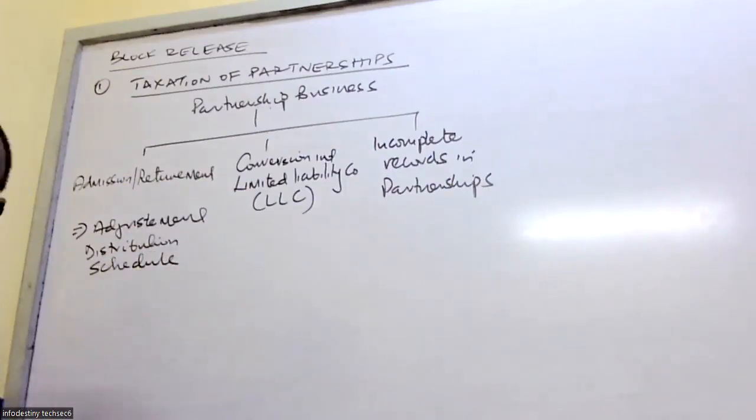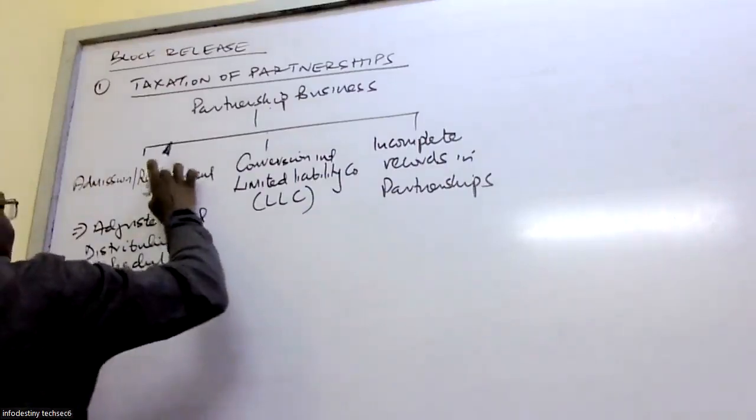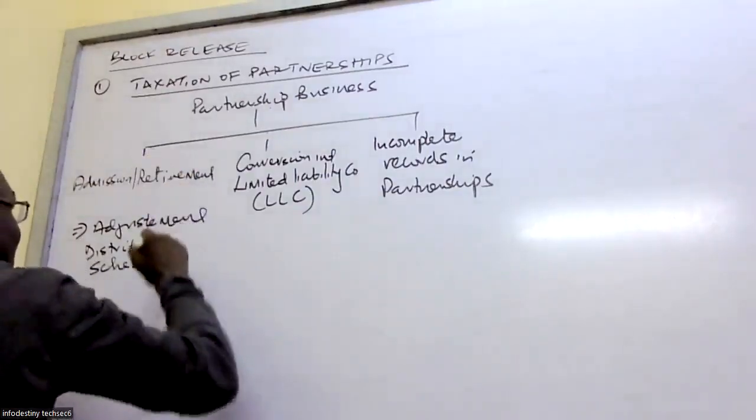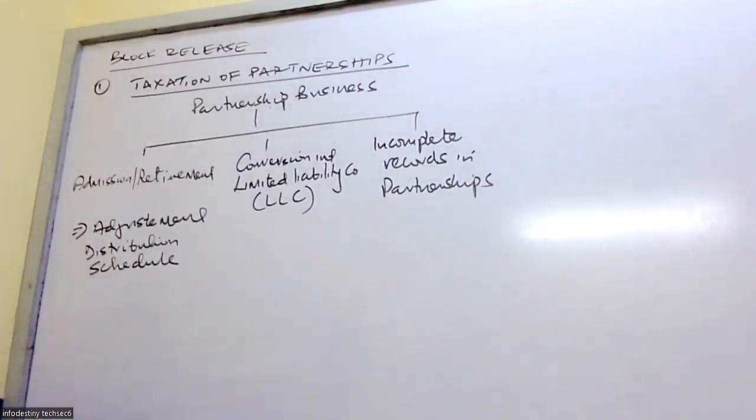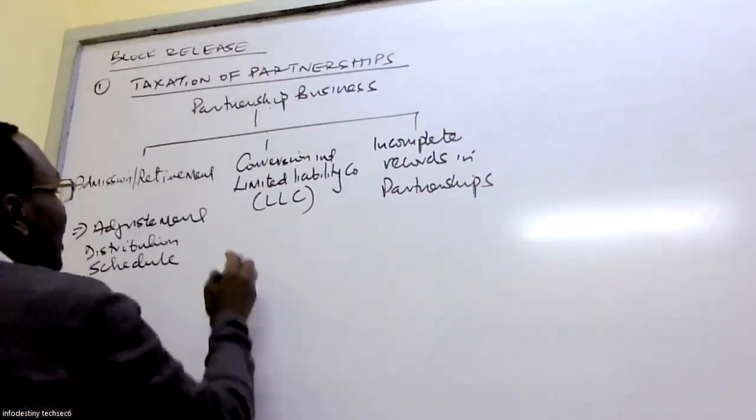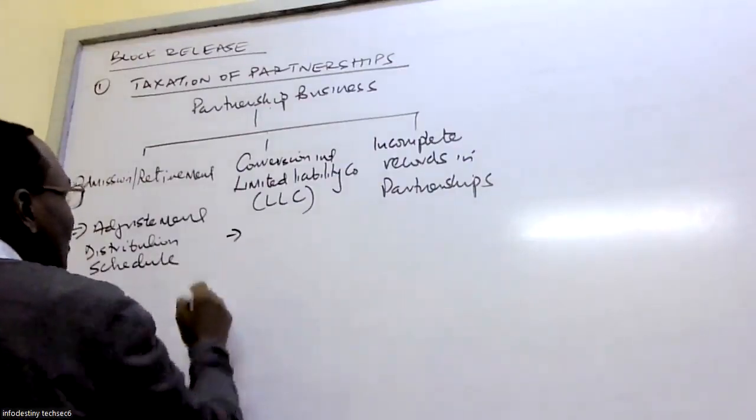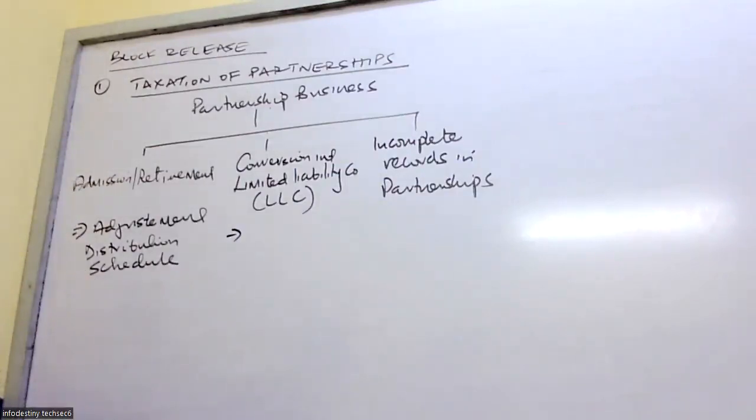You'll be told that revenues and expenses are accrued evenly. So whether it's retirement or admission, you'll be careful to notice the timing. When does this person come in, or when does the other person leave? And then it will be the basis of share. Again, for conversion, there'll be timing again. The examiner must tell you that incomes and expenses are accrued equally.